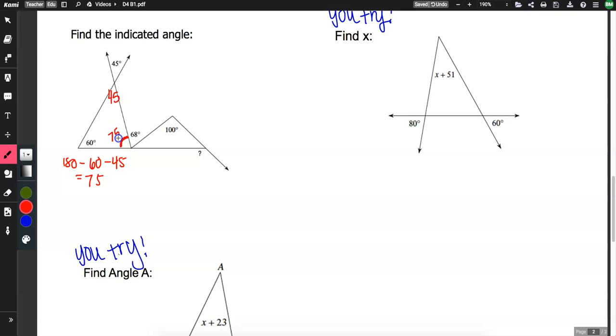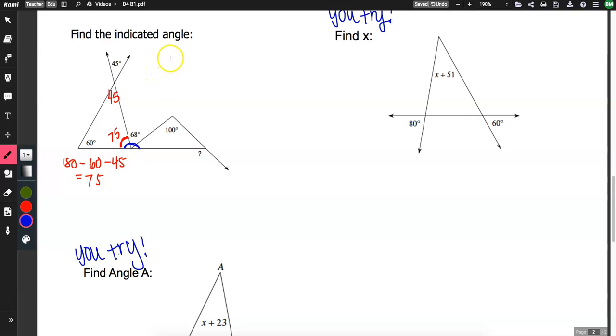So that makes this measure 75. Now again, I'm just working around. I'm not worried about this missing angle yet. I'm just filling in what I know so I can get over there. These three are a straight angle, so again, they should add up to 180.